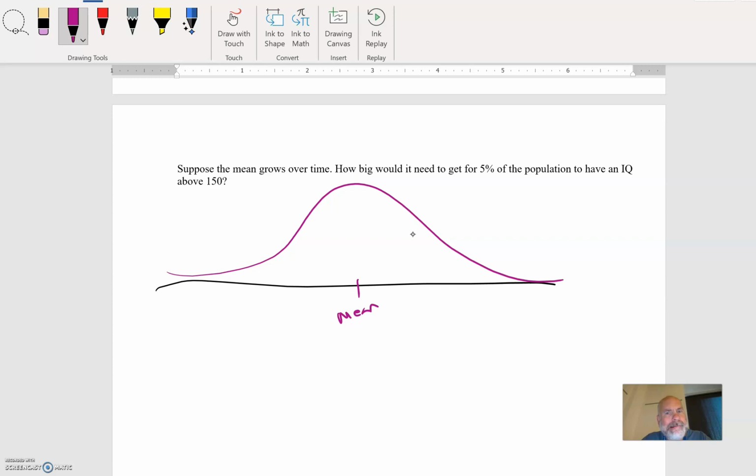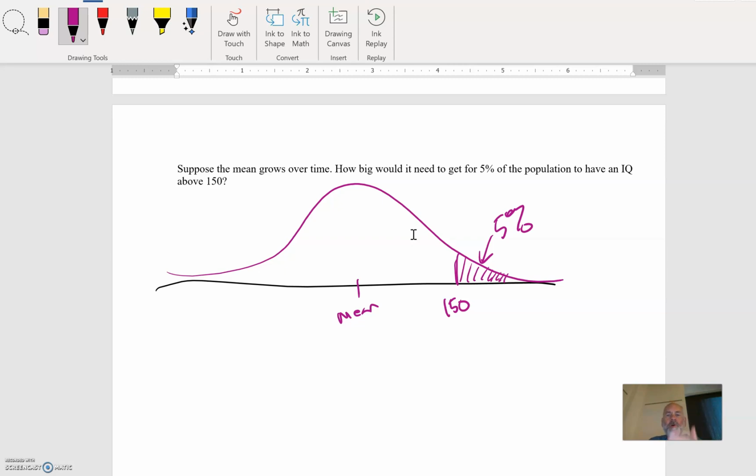Okay, this looks kind of tricky here, right? You can see how this is a little bit more involved. Well, let's just draw the picture. So we want 5% of the population to be above 150. So we want that to be 5%, and we want that to have a value of 150. We assume the standard deviation stays the same, but the mean is growing over time. I'm sorry, it doesn't state that, but that's the assumption I made when I wrote this problem.